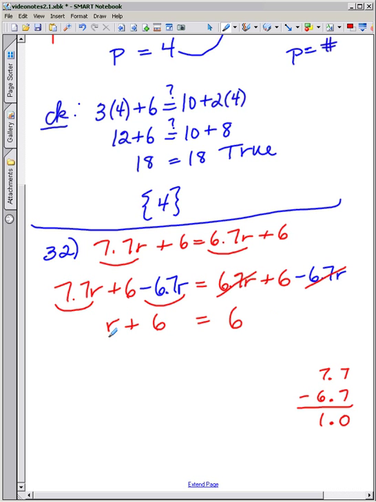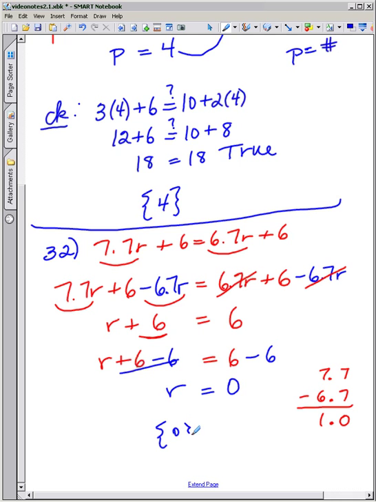So now we have the variables just on one side. We have to remove the constant. So to remove the constant of plus 6, we will subtract 6 from both sides. Right, still all using the addition property of equality. So notice that the 6's are eliminated. We get r is equal to 6 minus 6, which happens to be 0.